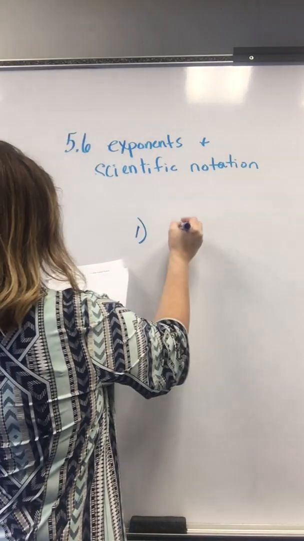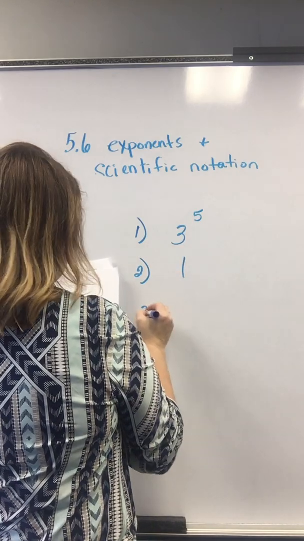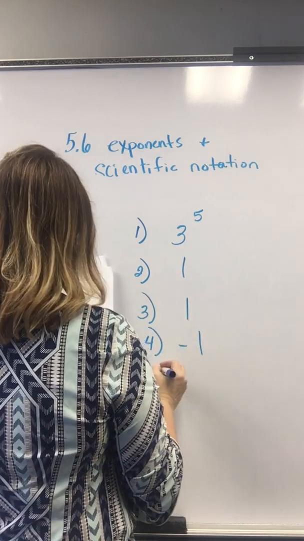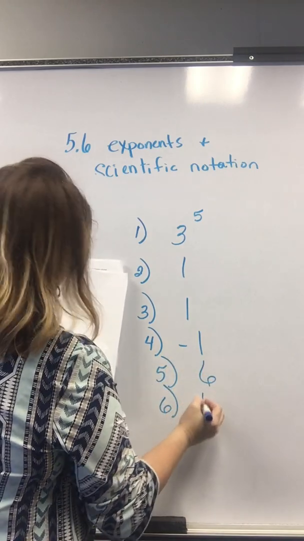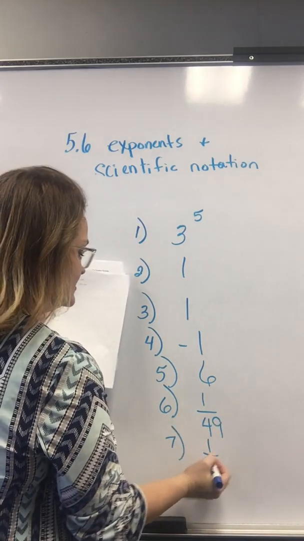The answer to the first one should be 3 to the 5th. The second one should be 1. The third one is 1. The fourth is negative 1. Fifth is 6. Sixth, the answer should be 1 over 49. And 7, 1/16.